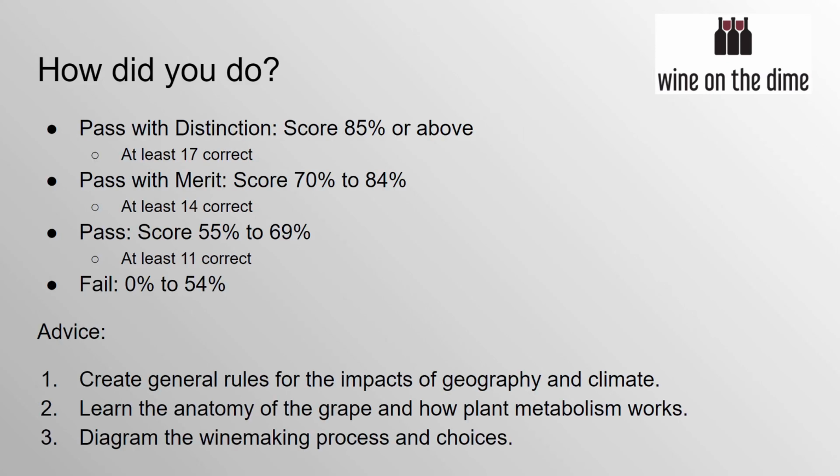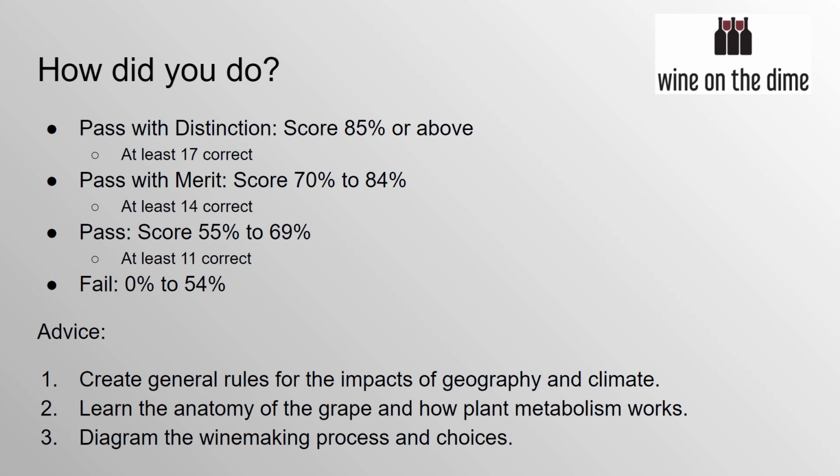Alright, so how did you do? If you got at least 17 correct, you passed with distinction. Good job. If you got 14 correct, you passed with merit. Good job. If you got 11 correct, you just passed. But still you passed. Good job. If you got 10 or less, you failed. You probably need to go back and study the section of the textbook, maybe read it again, and come up with some new ways to just kind of figure out what's going on.